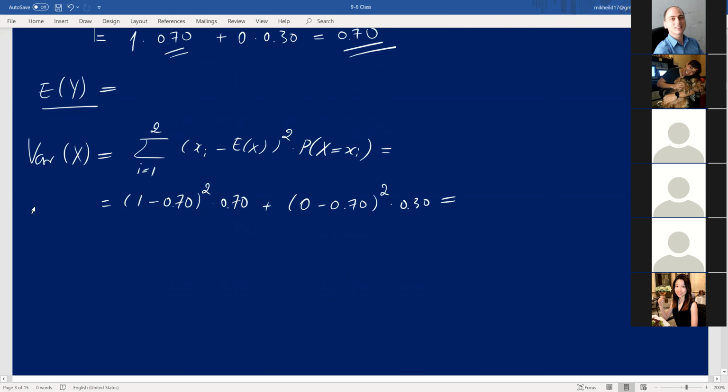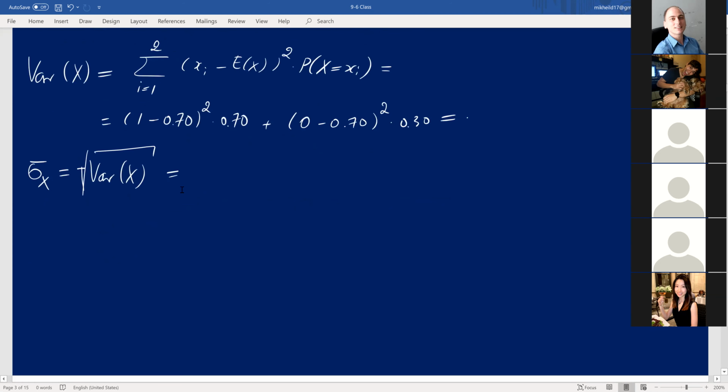Now, can we calculate the standard deviation of x? That's the notation. As we know, that's just the square root of the variance of x. So whatever you get here, you just plug it here, and that's what you get. Now, let me introduce a new concept, which is a conditional expectation.